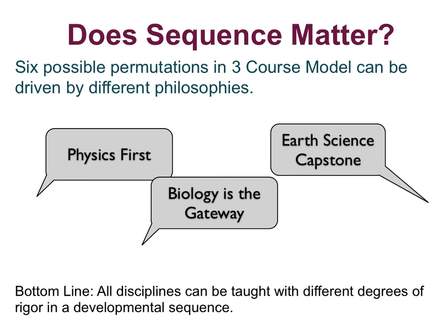As you're looking at all of these, you might be asking the question, well, does the sequence matter? They were written to be sequence agnostic, but is there a better sequence than one way or the other? And of course, in the 3-course model, there are 6 possible permutations, and each can be driven by different philosophies. Some of the well-known philosophies out there are the concept of physics first, there's Earth Science capstone courses, there's biology as a gateway as a principle, and the bottom line from my personal perspective is that all disciplines can be taught with different degrees of rigor in a developmental sequence.